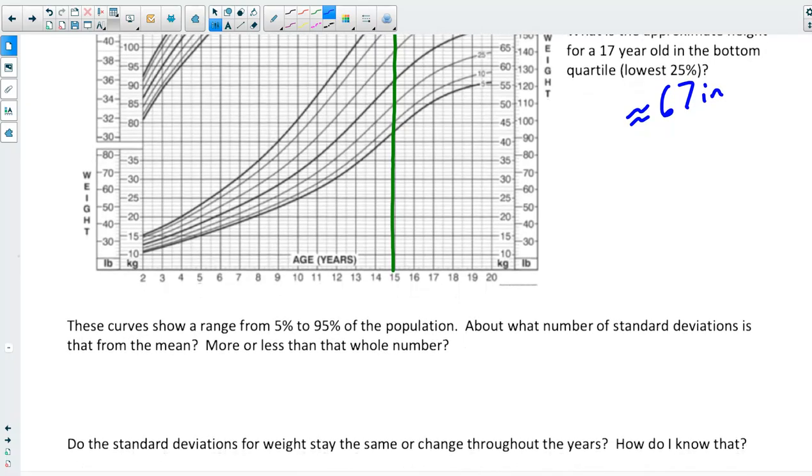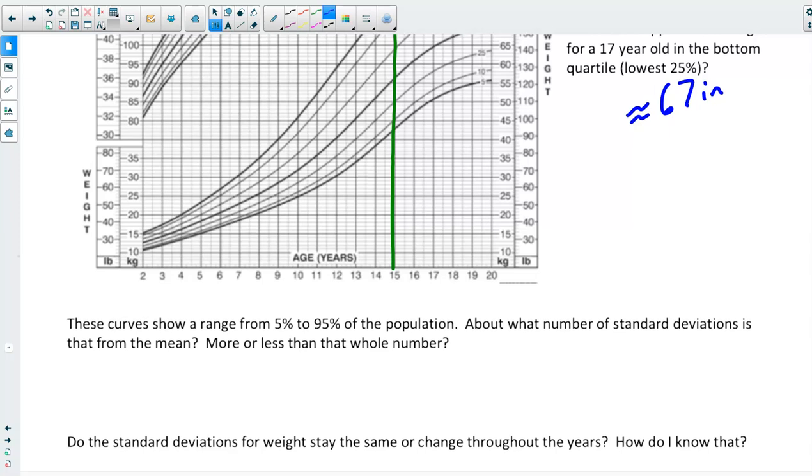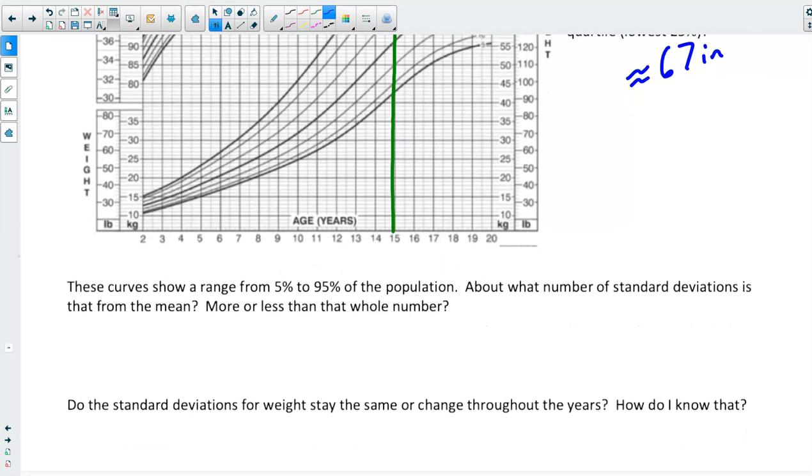Yeah, not too bad. So, we're going to skip this portion of the question because I'm going to help you do the problem on your homework, okay? And then we're going to talk about, does the standard deviation for weight stay the same or change throughout the year? How do I know?